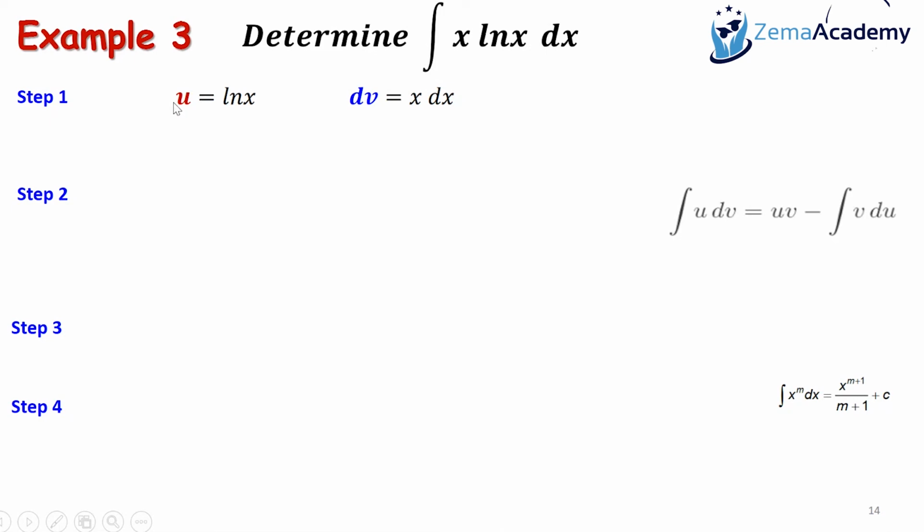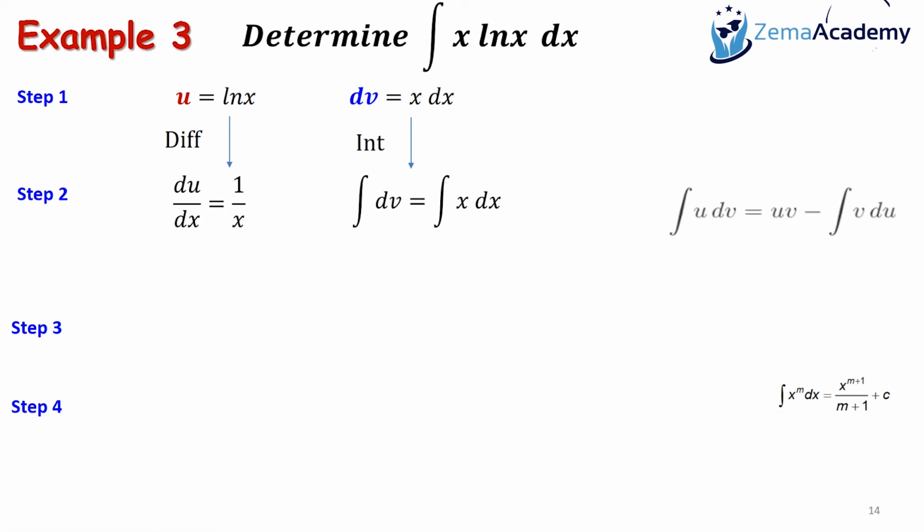Again, you will differentiate u with respect to x. It will become 1 over x. And when you integrate dv, you will get v equals x square by 2. So if I differentiate u with respect to x, I will get 1 over x. Again, you can look at the differential table, and you will find that when you differentiate log x, your answer is 1 over x. When you integrate dv, your answer is v, and this x dx will become x square by 2.